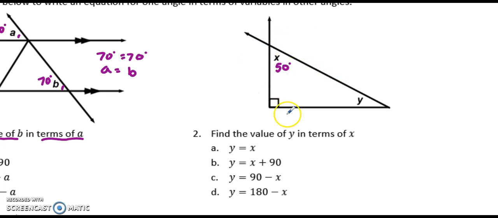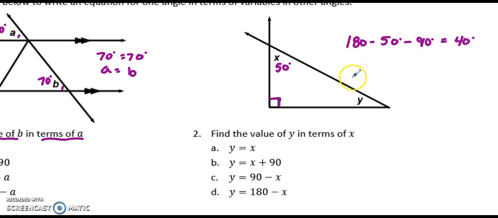Next, I'm going to look at the diagram to see what process I would use to get from x to y. Well, this is a triangle, and I know all the interior angles of a triangle add to 180 degrees. So, to find out what y is, I would probably take 180 degrees, subtract 50 degrees from that angle there, subtract 90 degrees from that right angle right here, and I find out that y is actually 40 degrees.